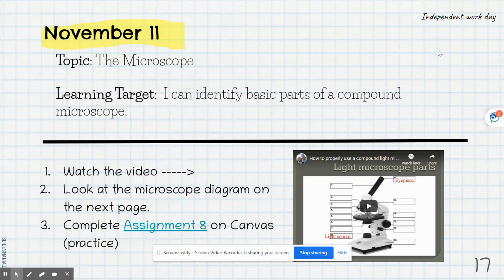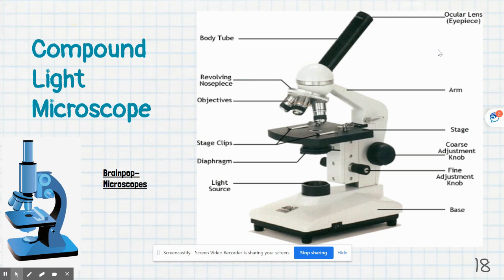So on Wednesday, you learned about the microscope. You were supposed to watch the video and look at the diagram and then do the practice assignment. If you have not done these things yet, please pause this video and do those 3 things right now. Again, the video, the diagram, and then the practice.